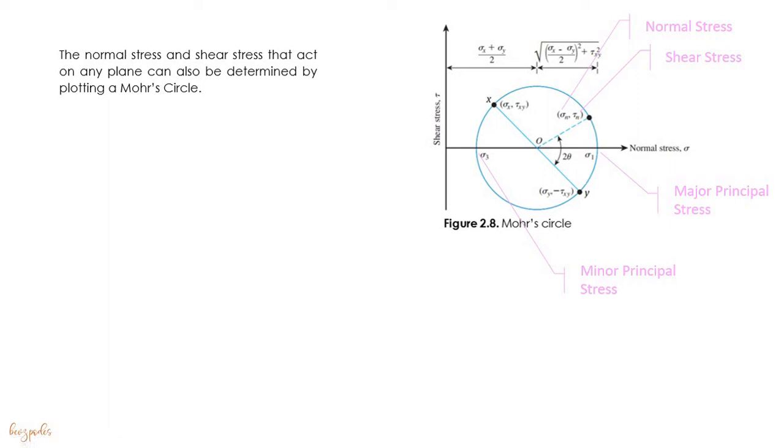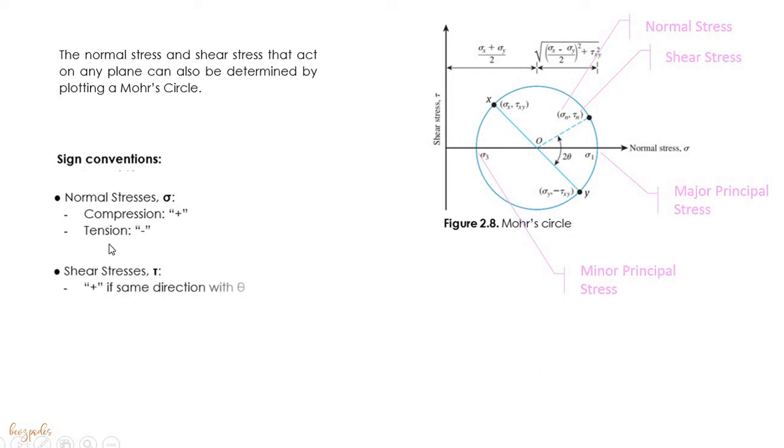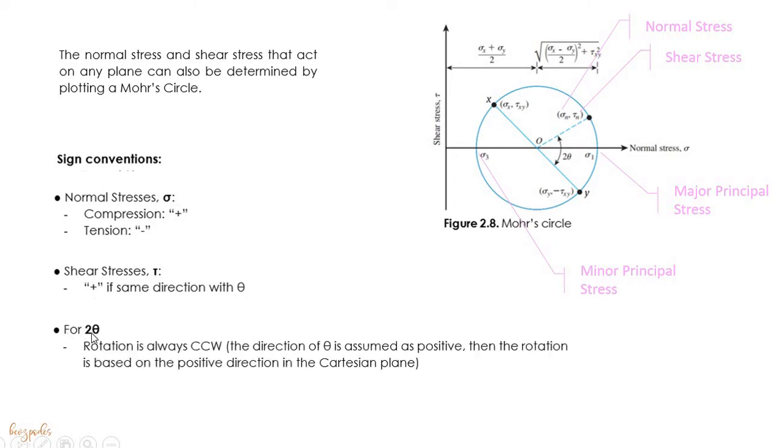First things first, we have to be reminded of the sign conventions. The normal stress is said to be positive if it is compression, and it is negative if it is tension. The shear stress is said to be positive if the direction of the shear has the same direction as the angle of rotation. And then for 2 theta, which is what we see here on the Mohr's circle, rotation is always counterclockwise. This is because the direction of the angle is assumed as positive. Then the rotation is based on the positive direction in the Cartesian plane.